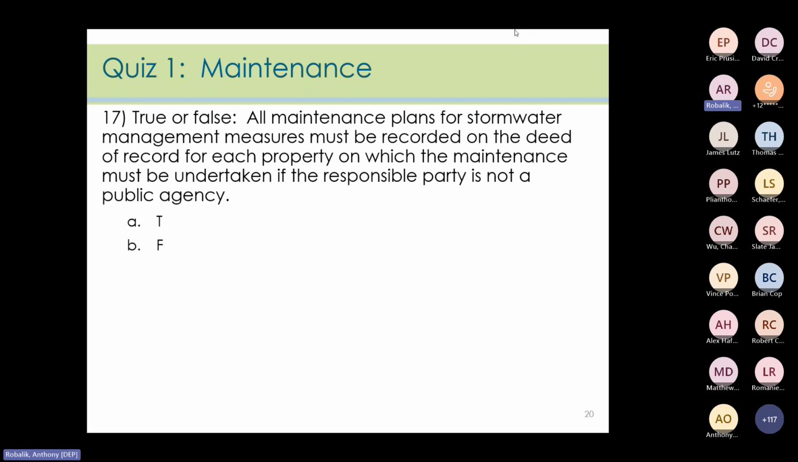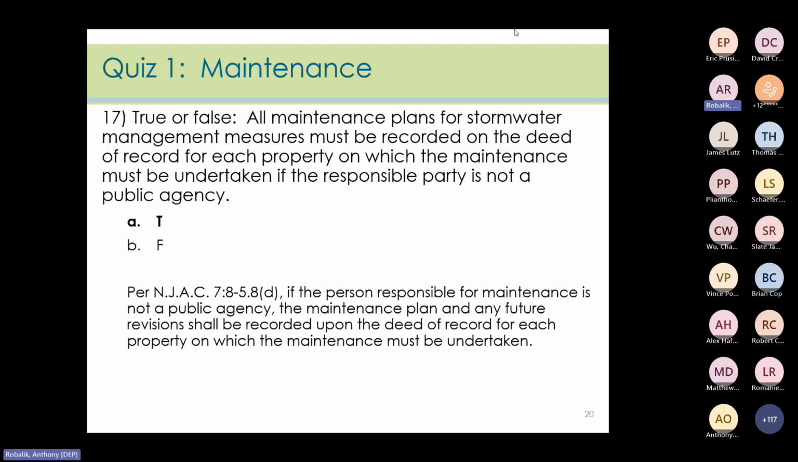All right, and this is our last question, true or false. All maintenance plans for stormwater management measures must be recorded on the deed of record for each property on which the maintenance must be undertaken if the responsible party is not a public agency. And the answer to this is true. So this is in the stormwater management rules at N.J.A.C. 7:8-5.8D. And the state states that if the person responsible for maintenance is not a public agency, then the maintenance plan and any future revisions shall be recorded upon the deed of record for each property on which the maintenance must be undertaken.